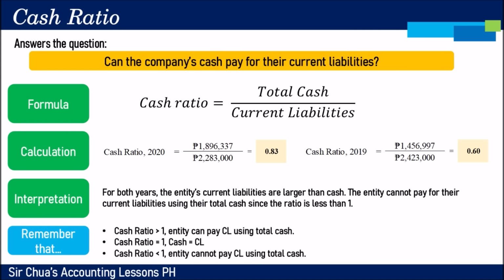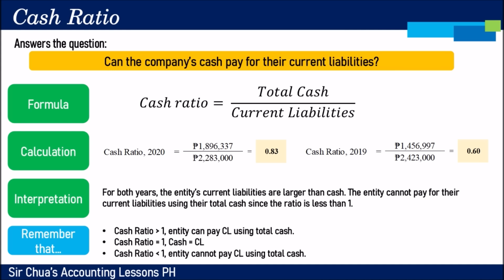Okay? So, remember that when the cash ratio is greater than 1, the entity can pay for their current liabilities using total cash. But if the cash ratio is equal to 1, your cash is equal to your current liabilities. And if your cash ratio is less than 1, then the entity sadly cannot pay for their current liabilities using total cash, which is what happened in our analysis today. Look at the cash ratio, 0.83. Cash ratio, 0.6. Mas mababa sa 1. Hindi natin kayang magbayad ng current liabilities kung cash lang mismo ang gagamitin natin.